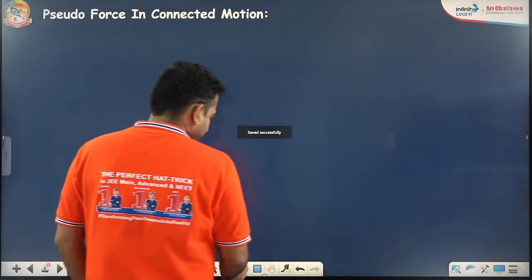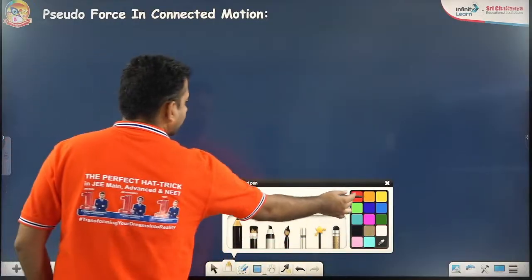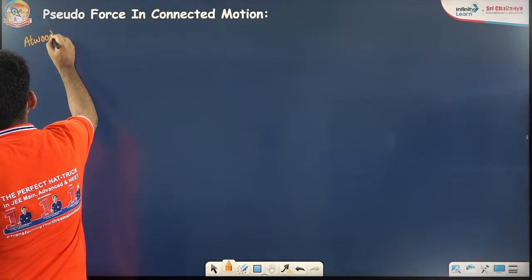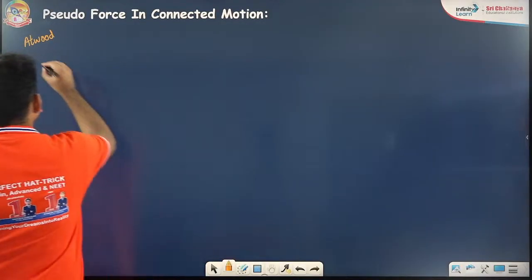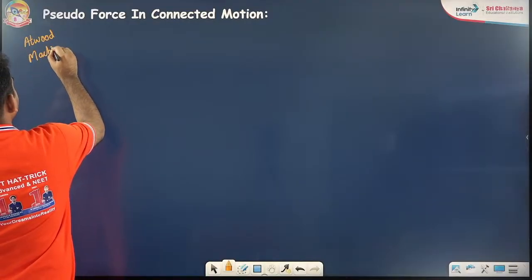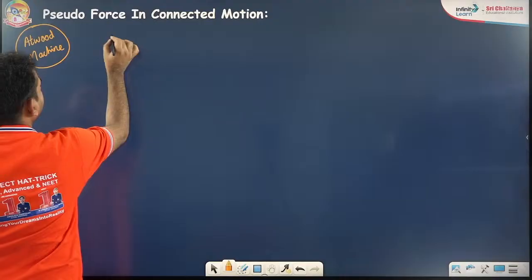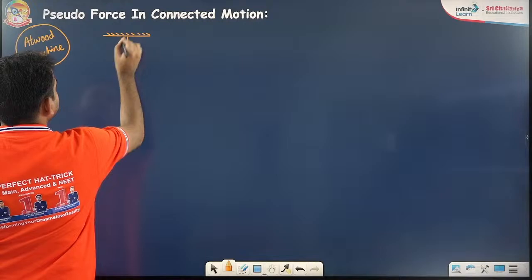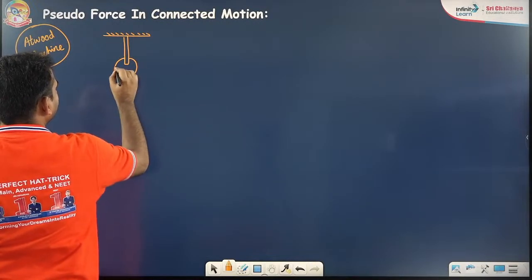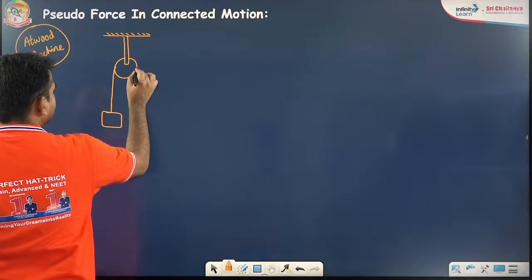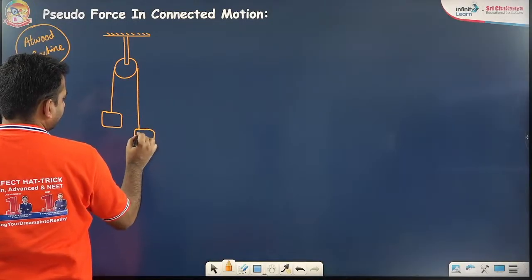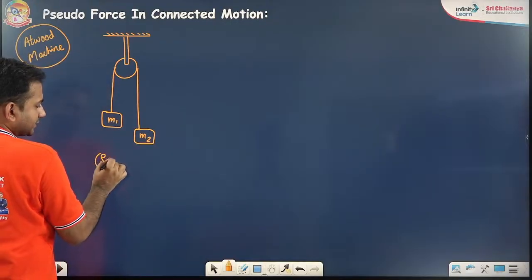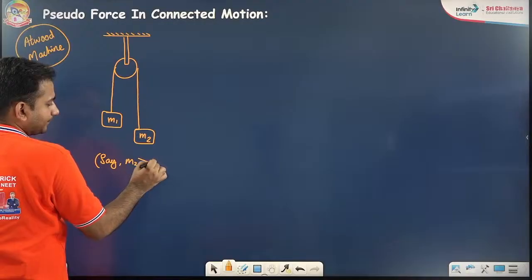I'll take one basic example of Atwood machine. What is an Atwood machine, sir? It's okay if you don't know, I'll be helping you out with that. So there is this situation, there is a pulley, ideal pulley, and we consider ideal pulley right now here. There is M1 mass, M2 mass, say M2 is greater than M1.